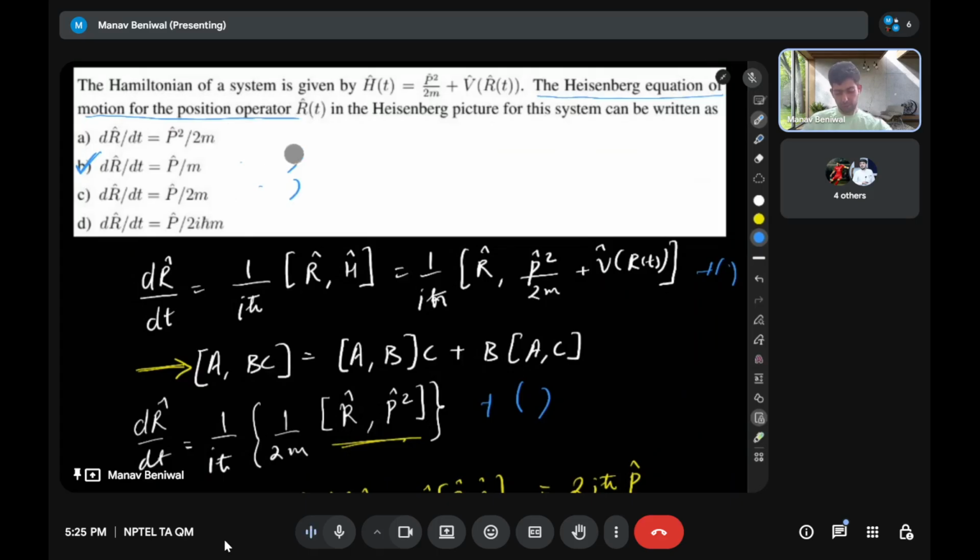Basically, what this problem wanted us to understand is that quantum mechanics and classical mechanics can both give us the same thing for velocity if there is no partial dependence of r on time t. I think that is the takeaway.